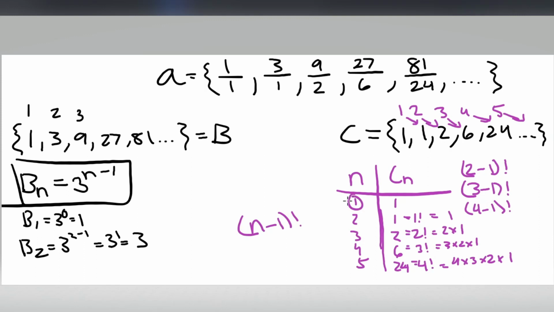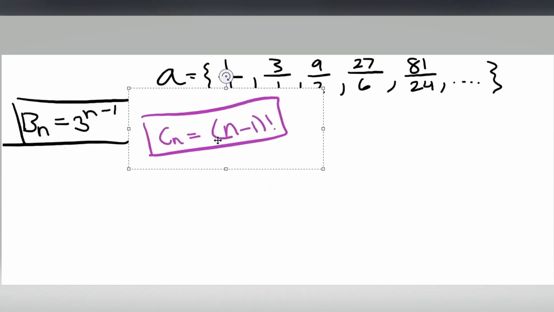Oh wait, you say, we have a problem. 1 minus 1 gives us 0. But what is 0 factorial? Well, in this case, it's good to know that 0 factorial is just the same as 1. So our rule works here. So what do we know? We know that our pattern for our denominator is that c of n equals n minus 1 factorial. Now we can tie this all together.